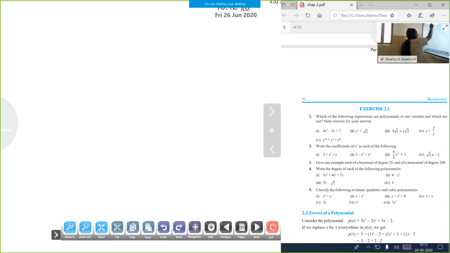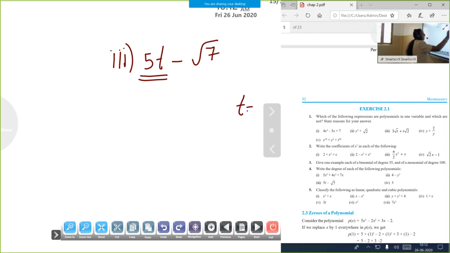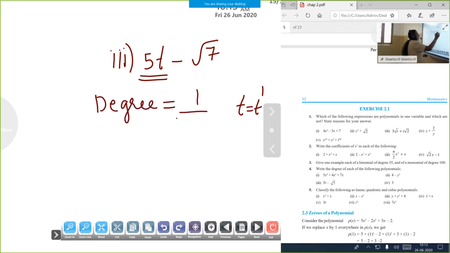Third question. 5t minus root 7. What is the degree of the polynomial here? Here the variable is t. What is its power? t means t raised to 1. So the degree of the polynomial here equals 1. Okay, children? The variable's power, that is the highest power. The degree equals 1.